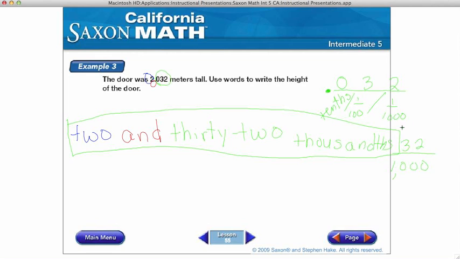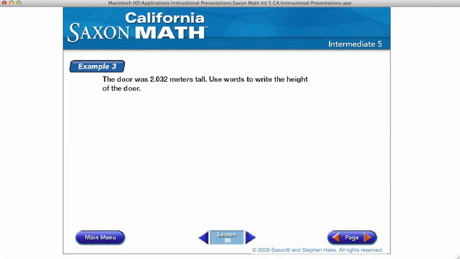Okay, though don't forget your units, stick your meters in there. Okay, all right, that's it for your examples. Off to your lesson practice, and I'll see you in the morning.